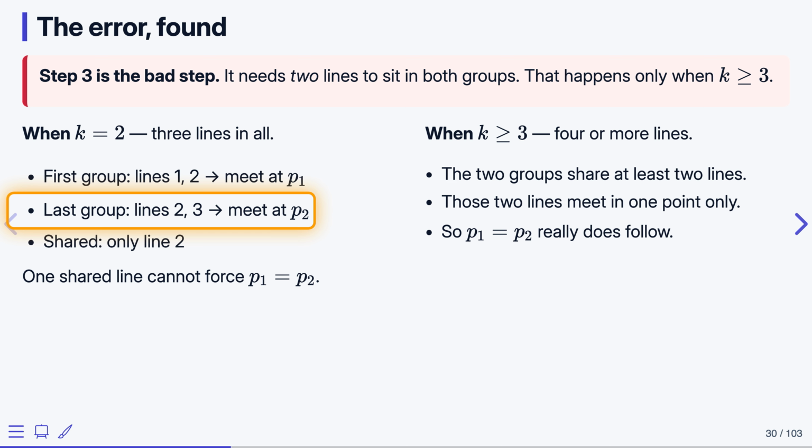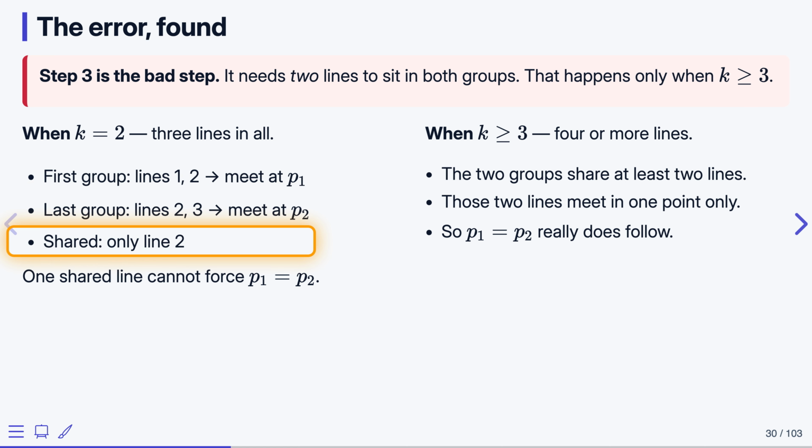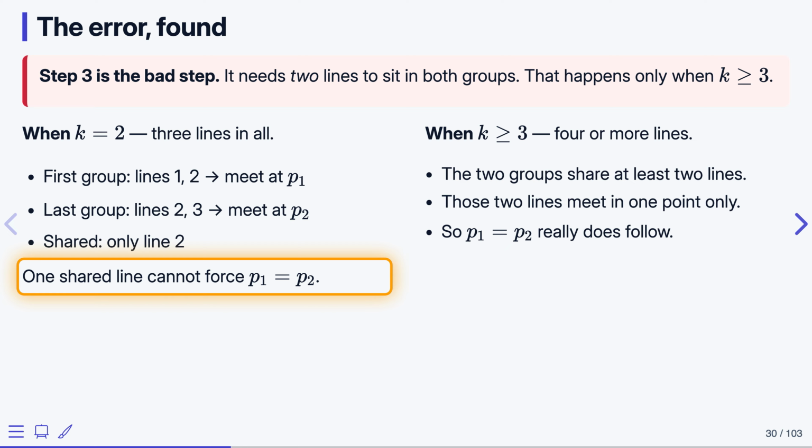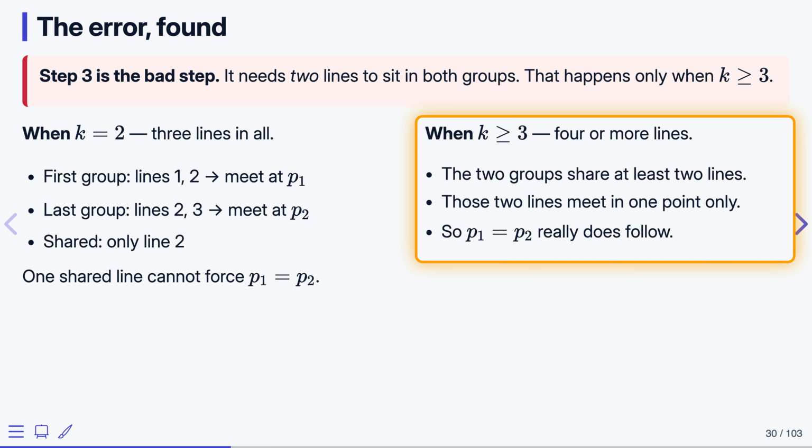They meet at P2. The only line in both groups is line 2. One shared line passes through many points, so P1 and P2 can sit anywhere along it. Nothing forces them together. Now take k at least 3. There are 4 lines or more. The two groups then share at least 2 lines. 2 different lines cross at exactly one point, so P1 and P2 really must be the same point.